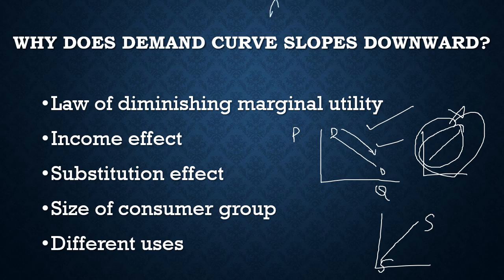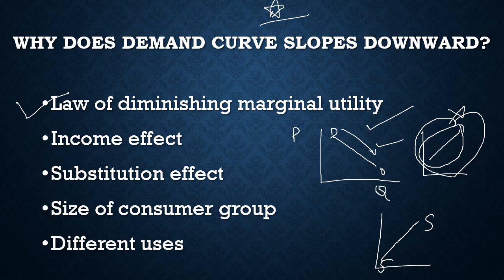Most important question. You will definitely get this type of question in exam. Why does demand curve slopes downward? See, first is law of diminishing marginal utility. The students who are daily studying from the book, they might be knowing that this topic we have done in the chapter marginal utility, chapter number 2 and 3. Law of diminishing marginal utility. According to this law, as consumption of a commodity increases, marginal utility derived from each successive unit goes on declining.